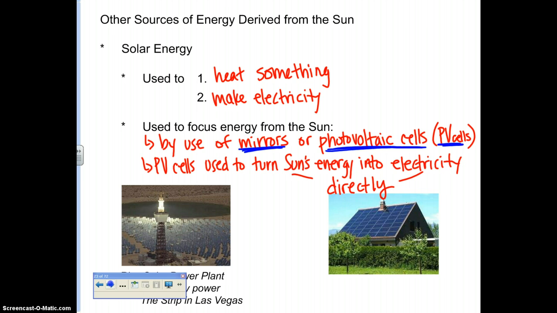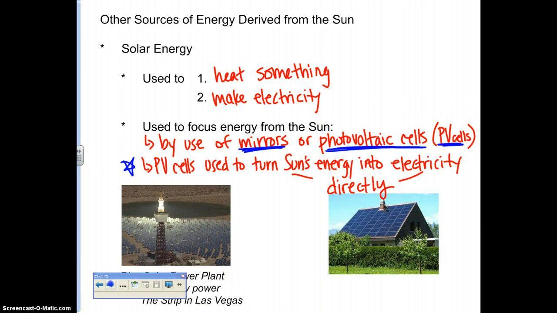So you're either going to focus that energy, that solar radiation, i.e. sunlight, by use of mirrors or PV cells. Specifically, PV cells are used to turn the sun's energy directly into electricity. Okay, that's pretty cool there.